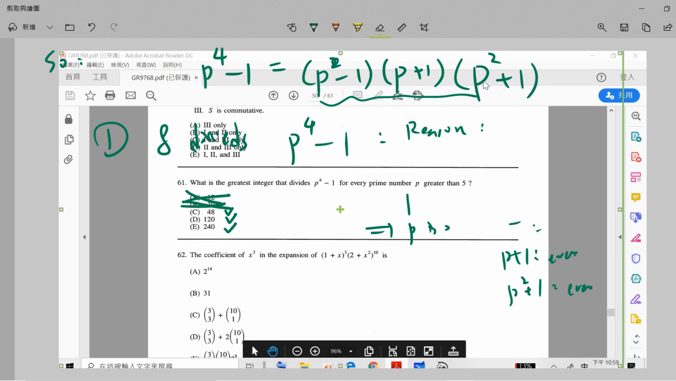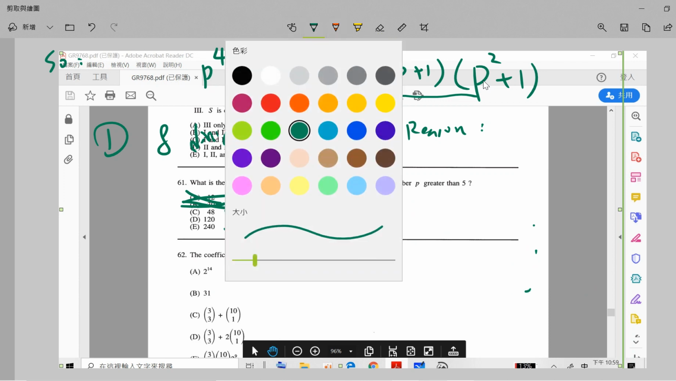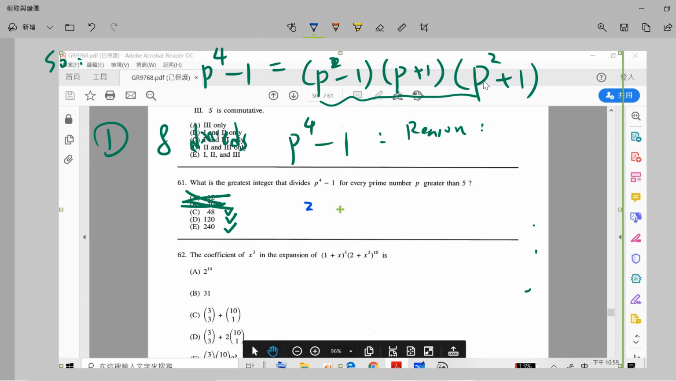Okay, and the second statement I want to show is that 3 divides p to the fourth minus 1. How do we prove this? Okay, there are two ways to prove this.